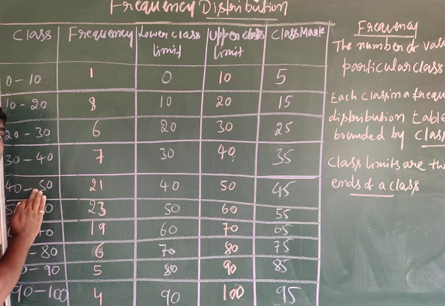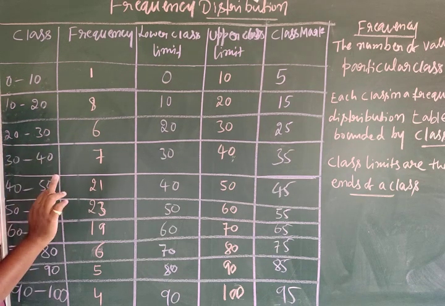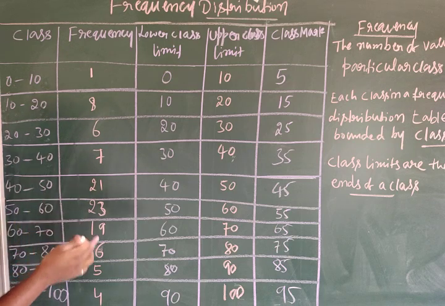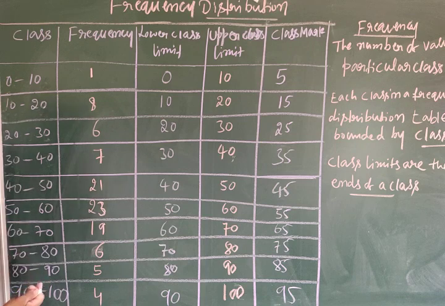That means each class has two ends, one is the lower limit, another one is the upper limit. These are the limits of the class, the class limits. Why is it called the lower limit? Because the lower value is called the lower limit, and the higher value is called the upper limit.